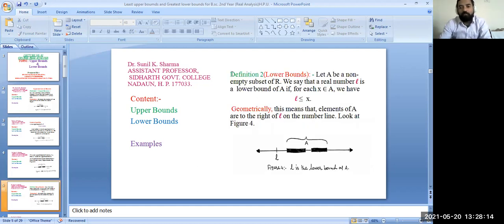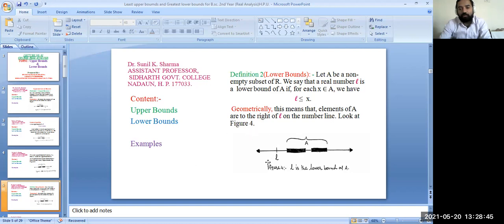So now definition number 2, lower bounds. Let A be a non-empty subset of the real numbers R. We say that a real number L is a lower bound of A if for each x belongs to A we have L is less than or equal to x. Geometrically, this means that elements of A are to the right of L on the number line.